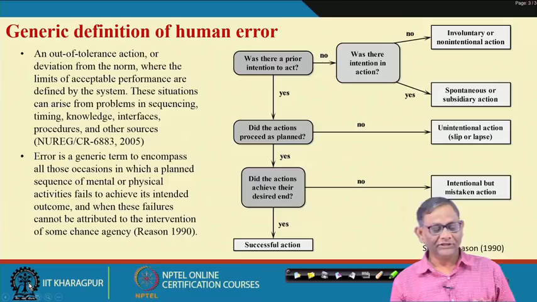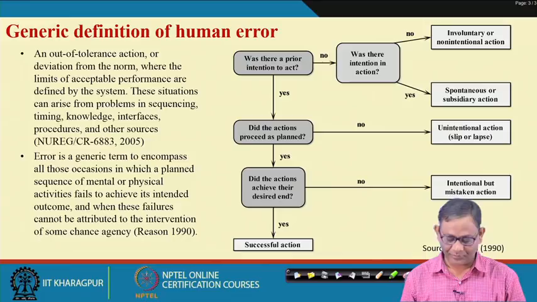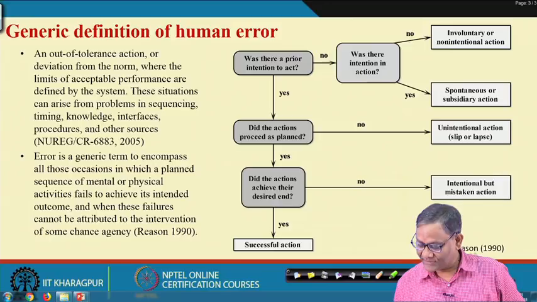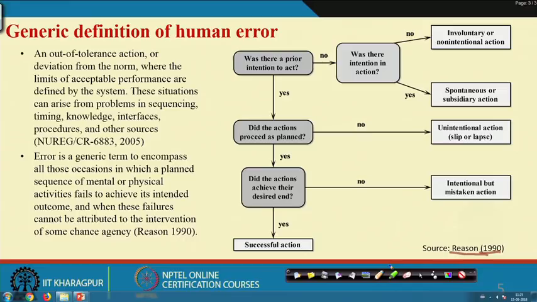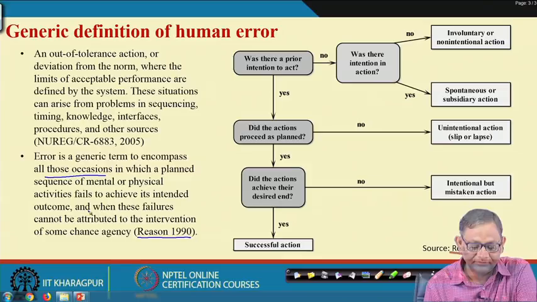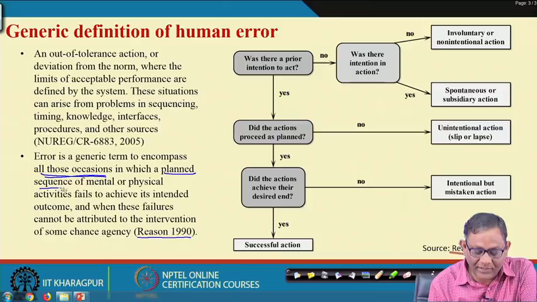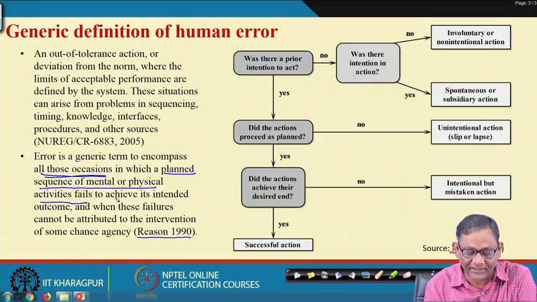Now with that background, I'll give you the definition of human error, which we have also taken from the same book by James Reason. Okay. So what Reason said about error is that error is a generic term to encompass all those occasions in which a planned sequence of mental or physical activities fails to achieve its intended outcome, and when these failures cannot be attributed to the intervention of some other chance agency.